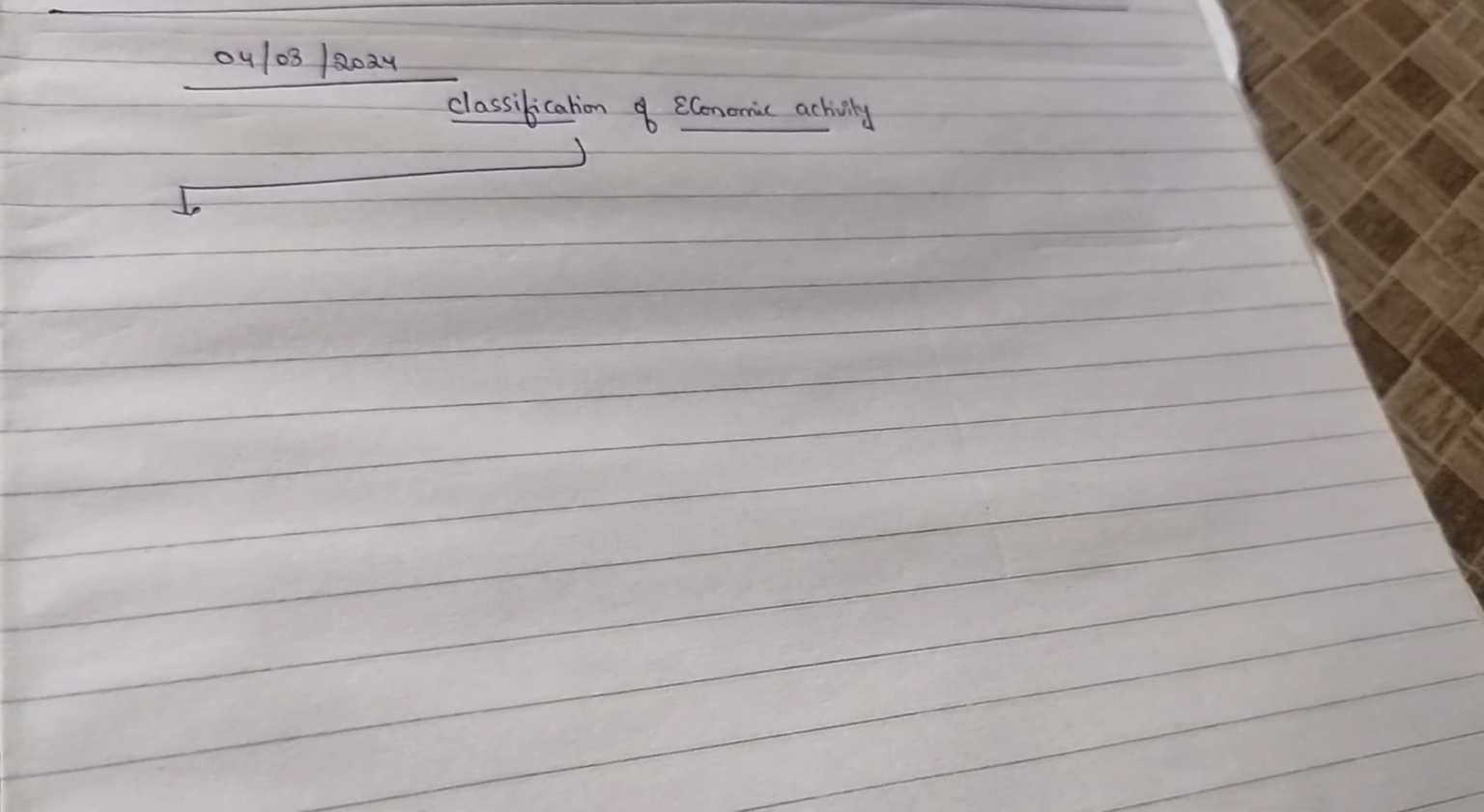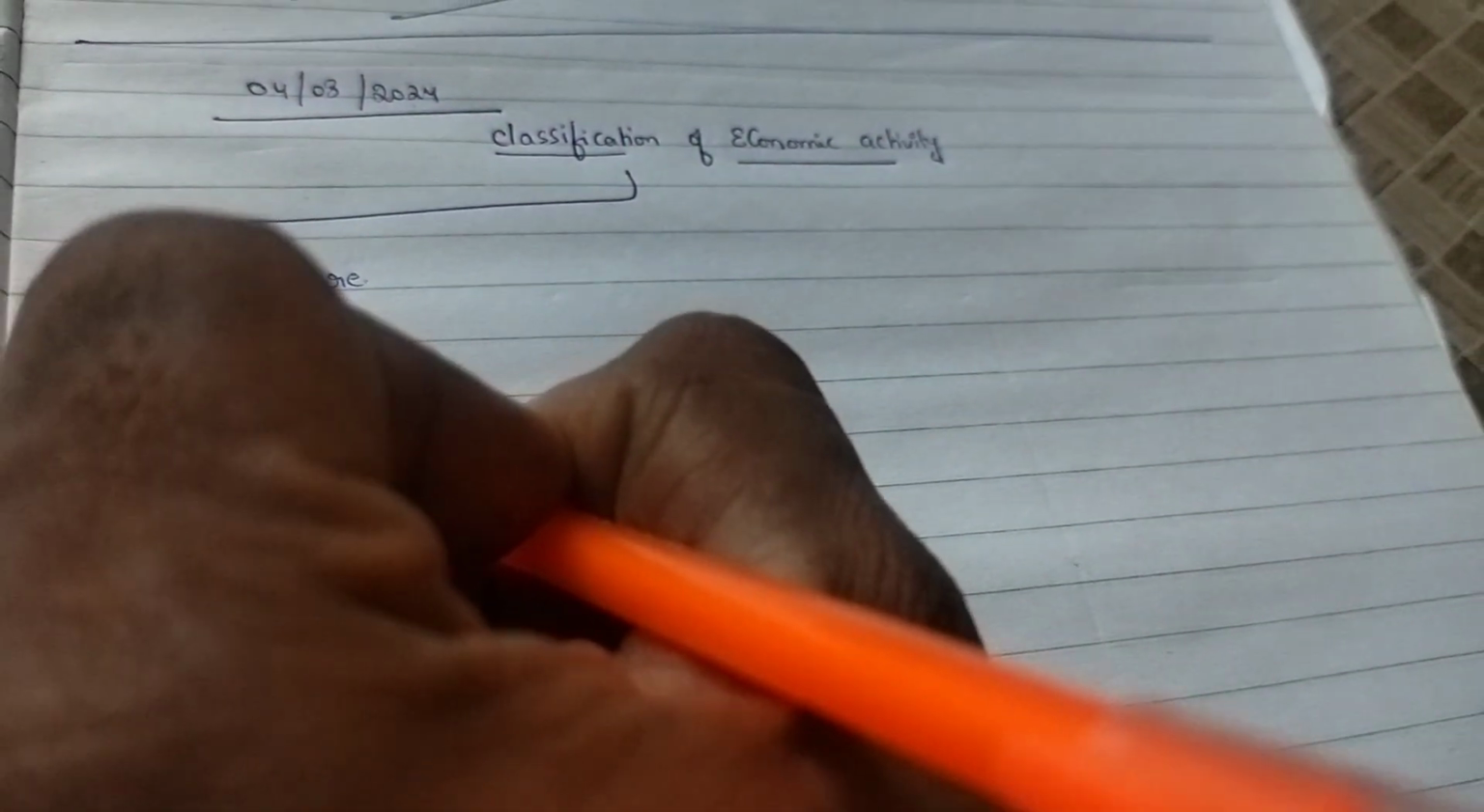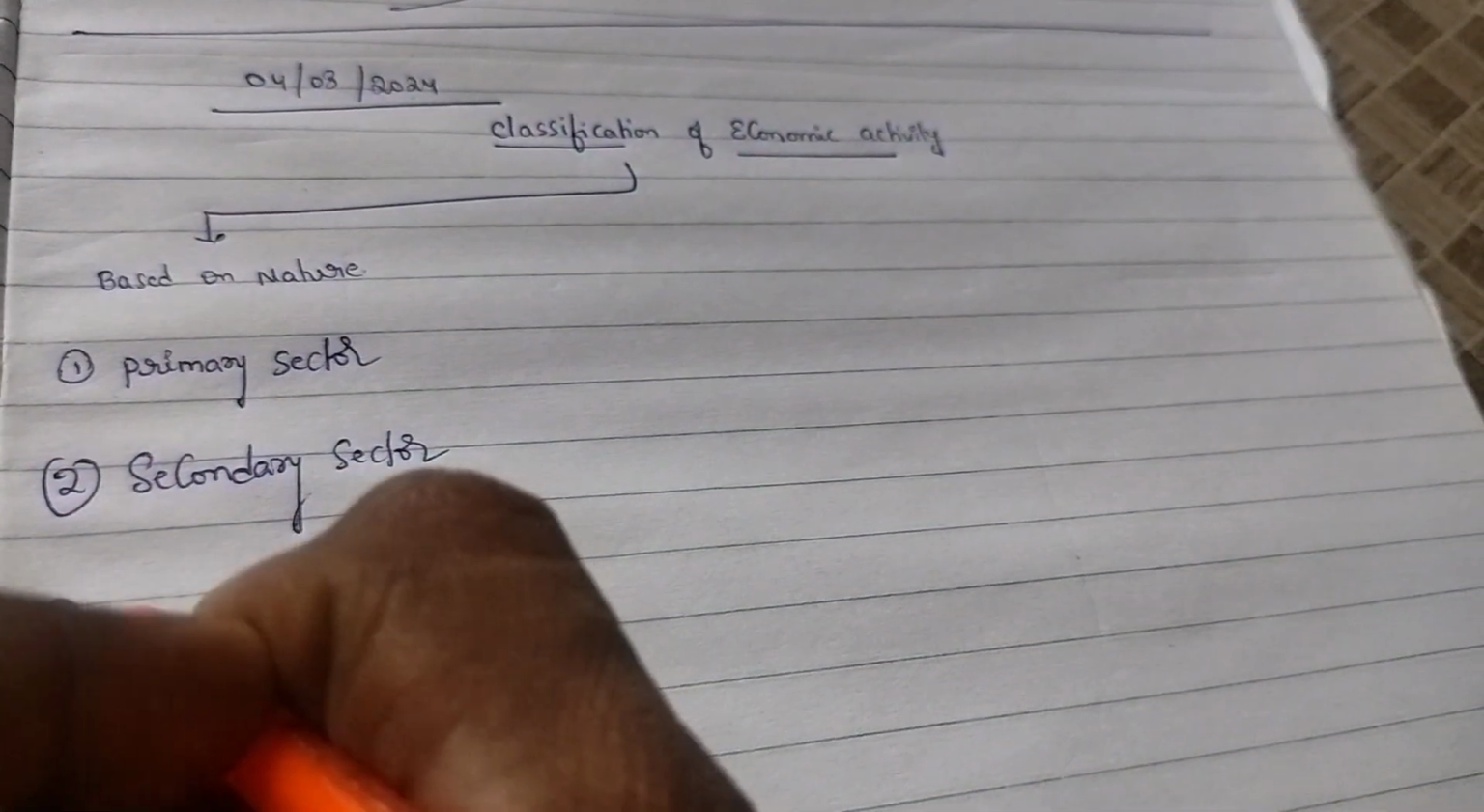Okay, first of all, classification of economic activity. Economic activities give an economic boost to the country, and they grow the income. That is based on nature. First of all, based on nature, the economic classification is the primary sector, the secondary sector, and the third one is the tertiary sector.